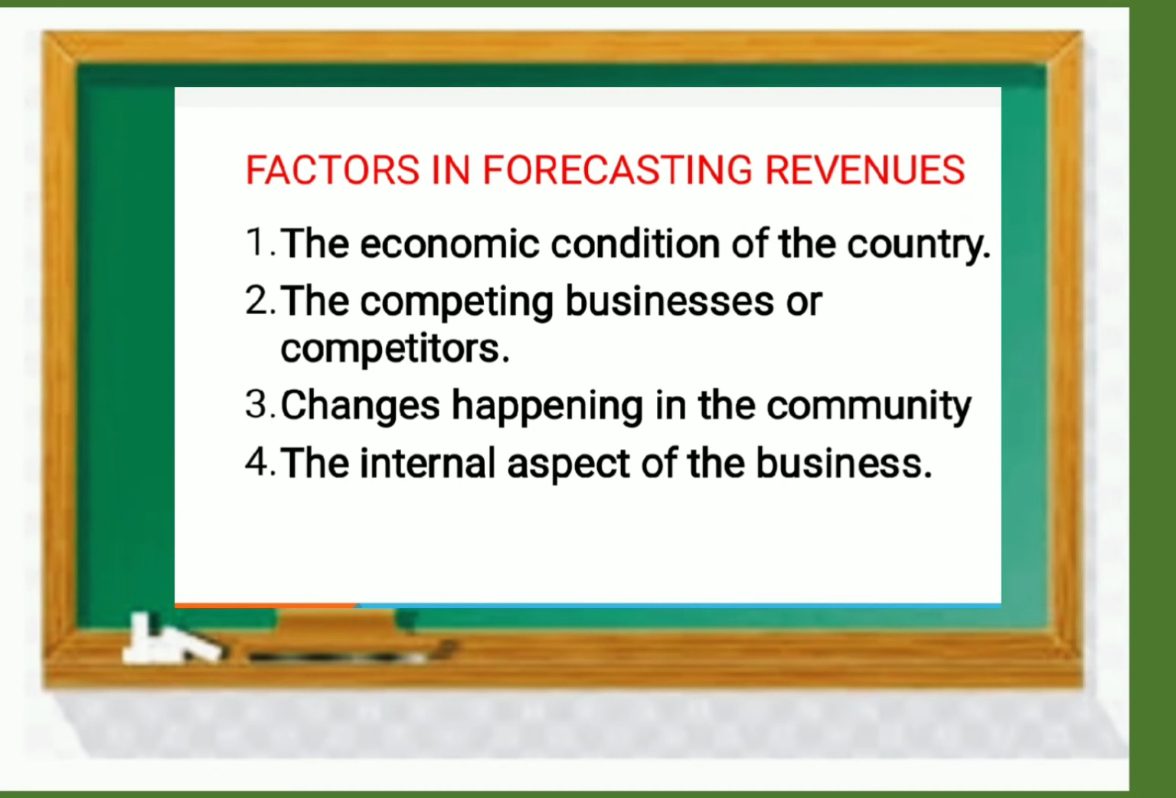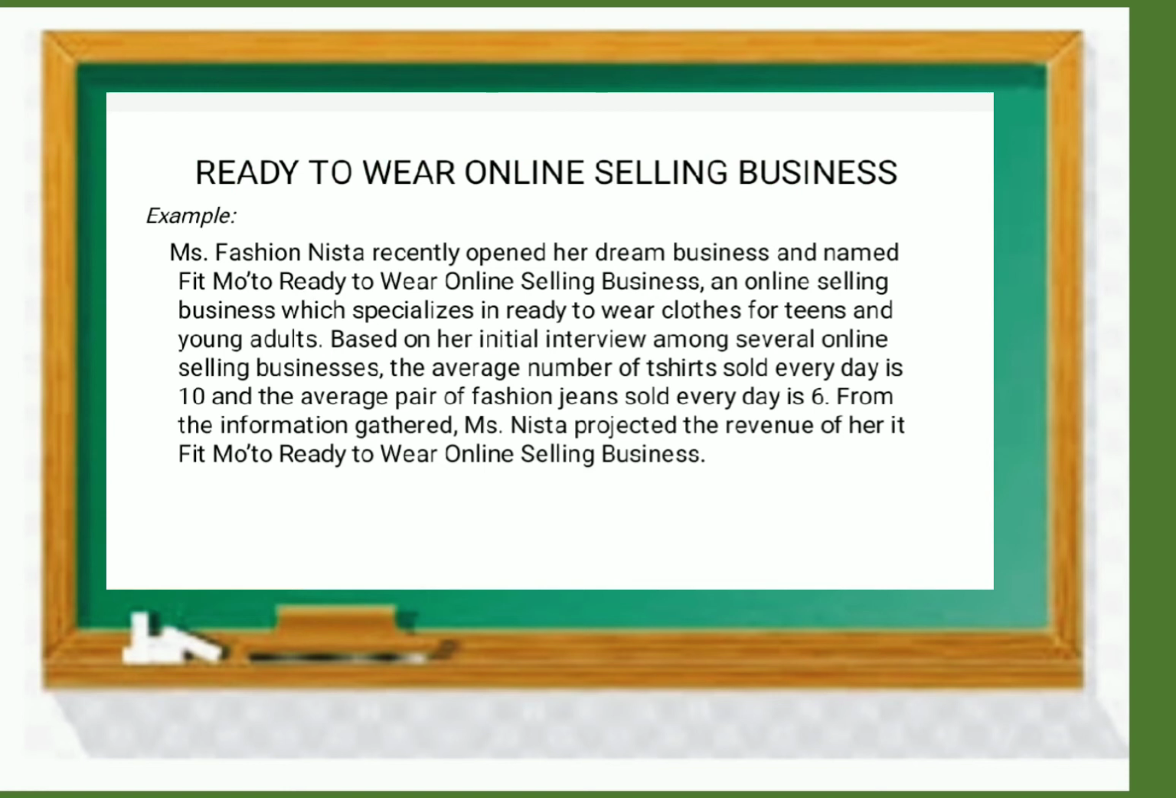Okay, so we have here an example, a ready-to-wear online selling business. Example, Miss Fashionista recently opened her dream business and named Fet Mutu Ready-to-Wear Online Selling Business. That is an online selling business which specializes in ready-to-wear clothes for teens and young adults. Based on her initial interview among several online selling businesses, the average number of t-shirts sold every day is 10. And the average pair of fashion jeans sold every day is 6. From the information gathered, Miss Fashionista projected the revenue of her business.